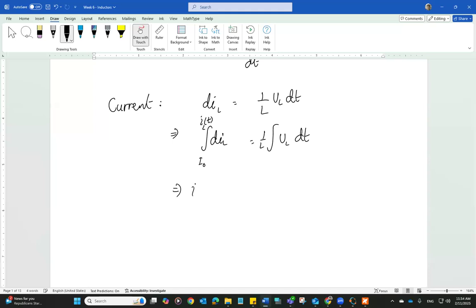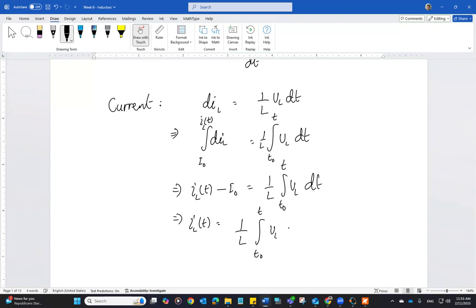And the current equation is going to be IL(t) minus I naught is equal to 1 over L integral from initial time t naught to any time t. So the current at any time t can be given by 1 over L integral from t naught to t of VL dt, plus the initial value of current at t naught, which we are calling I naught. So that's the equation for current that is passing through an inductor. By the way, L, of course, is the inductance of the inductor.